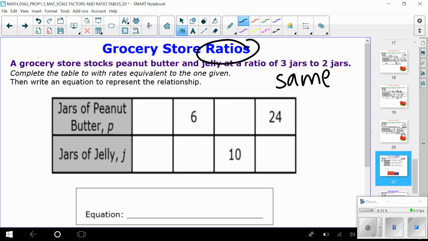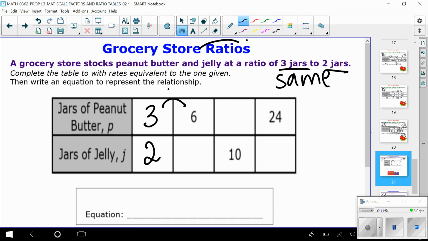And it tells me that a grocery store stocks peanut butter and jelly at a ratio of 3 jars to 2 jars. Well, that means there's 3 jars of peanut butter for every 2 jars of jelly. Okay? So, again, we want to look for the relationship. This one's going to go between.